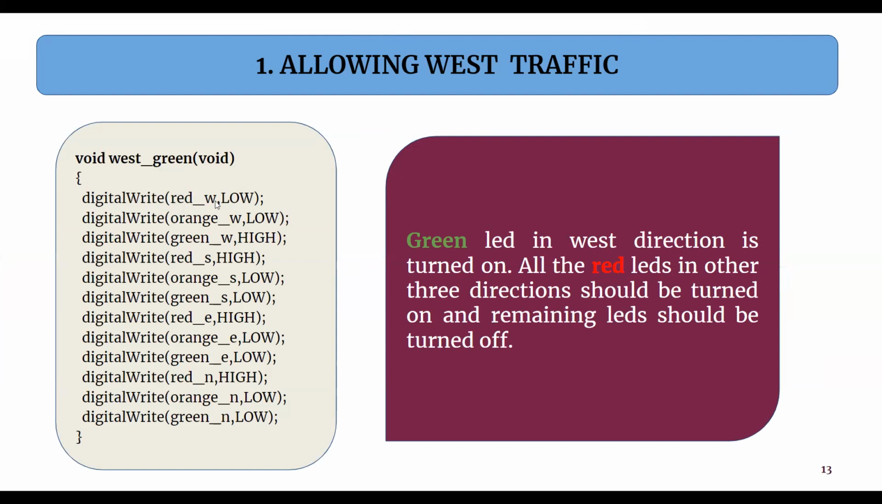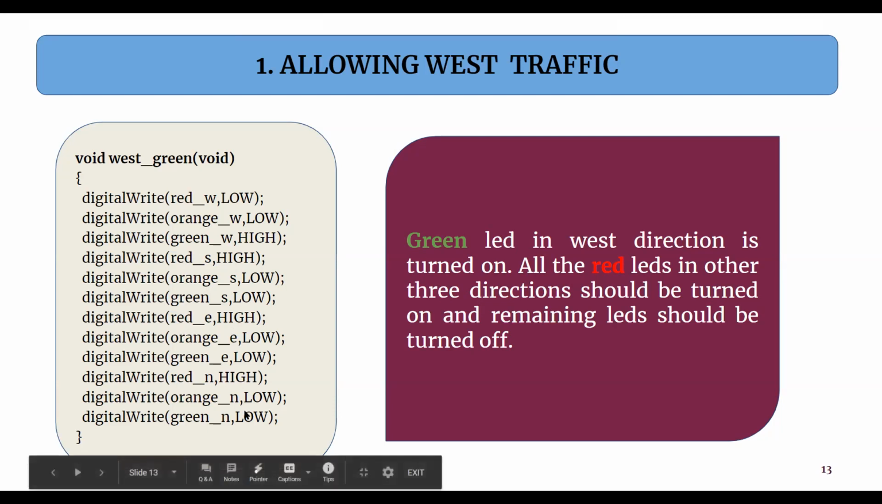The red bulb in west direction should be low, the orange bulb in the west direction should be low, and the green bulb in the west direction should be high because we are allowing the west traffic. And the red bulbs in other directions, like red bulb in south and red bulb in east and red bulb in north, are high, and all the other bulbs in the south, east and north directions are low.